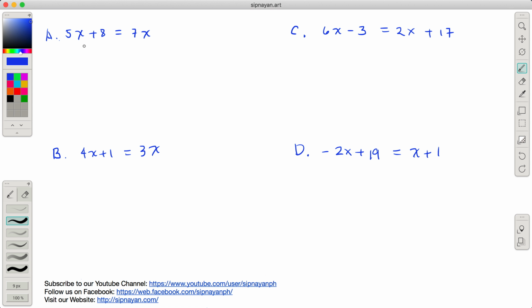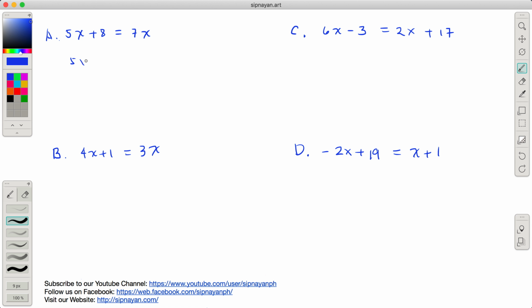So, pag merong dalawang unknown on both sides, ang gagawin natin is to put them together. So lahat ng may x, for example, ay pwede natin ilagay sa right hand side or sa left hand side, tapos yung mga numbers naman ay sa kabilang side. Basta sila magkasama. So in this example, we can subtract 5x from both sides, para mawala yung 5x dito.